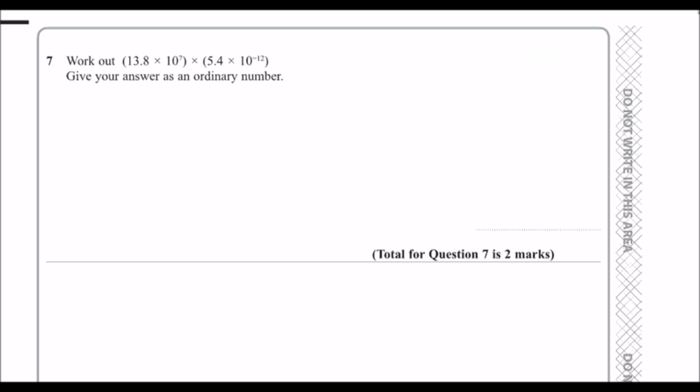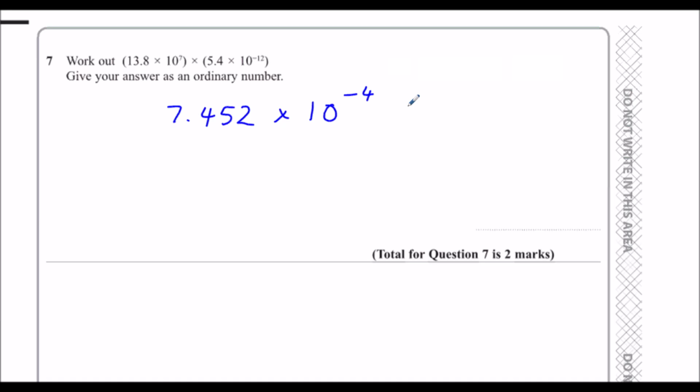Question 7. Work out 13.8 times 10 to the power of 7 times 5.4 times 10 to the power of minus 12. So we're multiplying numbers in standard form. We've got a calculator, so we can just type it into the calculator. Just typing it in, 13.8 times 10 to the power of 7 times 5.4 times 10 to the power of negative 12, I've got 7.452 times 10 to the power of minus 4.